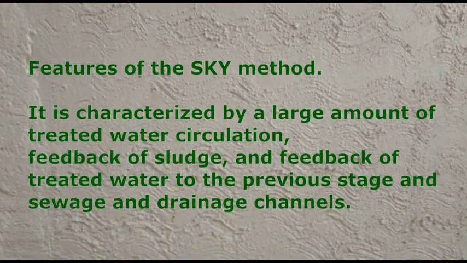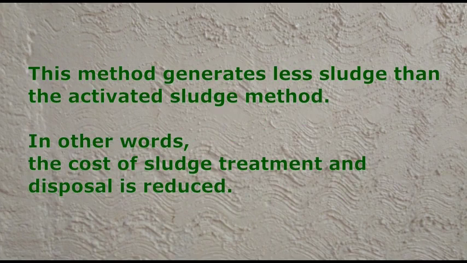Features of the Sky Method. It is characterized by a large amount of treated water circulation, feedback of sludge, and feedback of treated water to the previous stage and sewage and drainage channels. This method generates less sludge than the activated sludge method. In other words, the cost of sludge treatment and disposal is reduced.